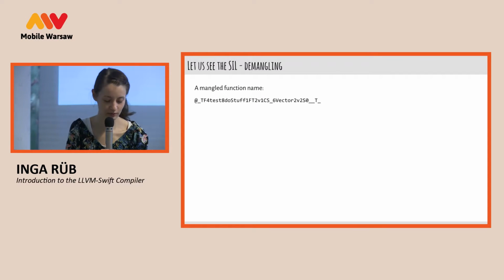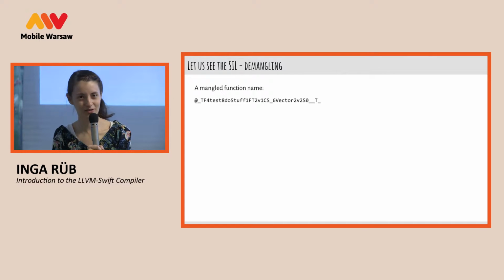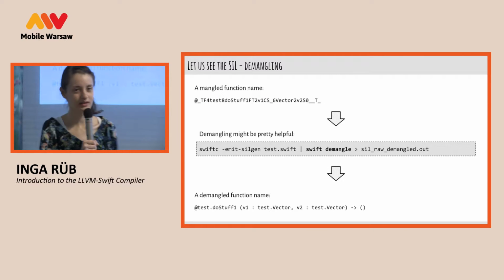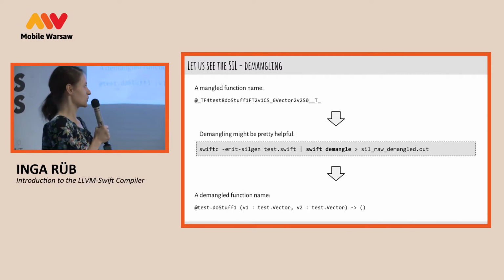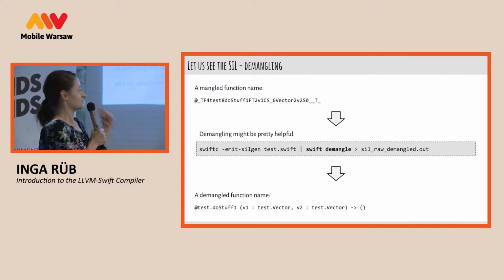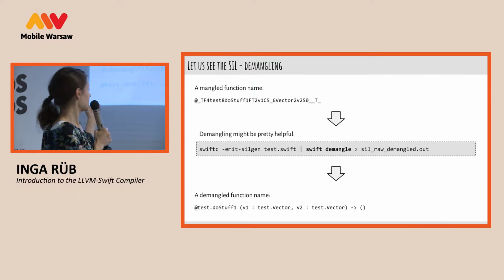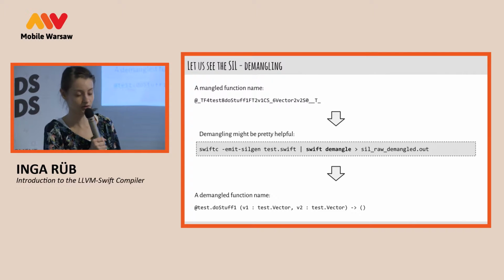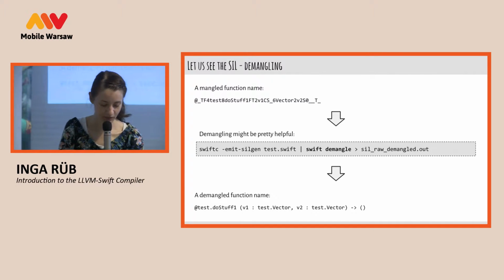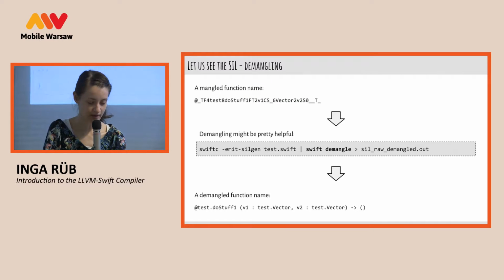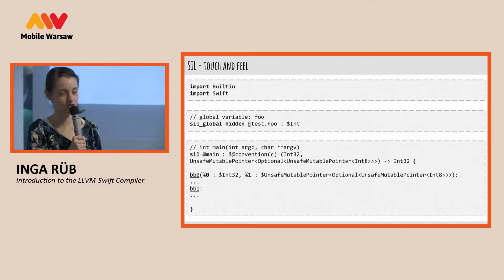But we don't have to look at these monstrous names. We can use the tool which is called swift-demangle, and then our file with Swift intermediate language contains such nice and human readable function names. Okay, now we are ready to have a look at the generated file.